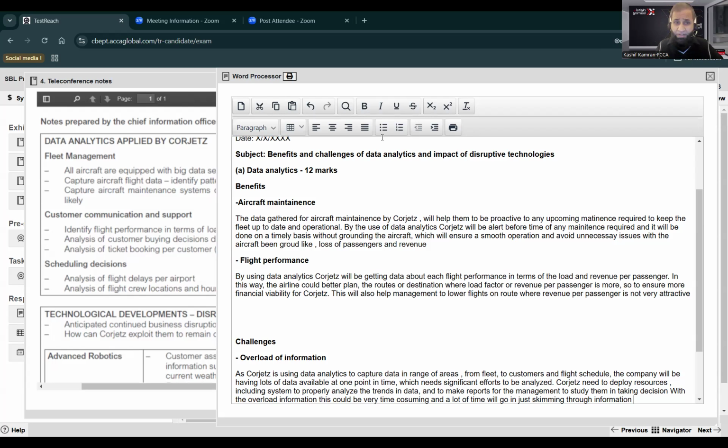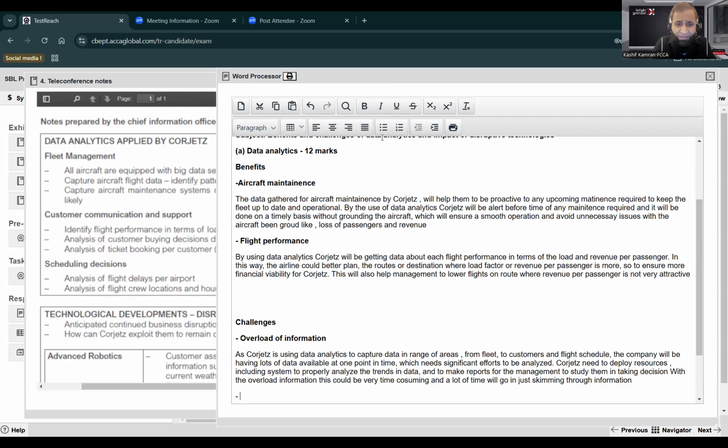Security would be another challenge because you're gathering a lot of data and then you will be concerned about the security of that data. Even if you have data about the customers, which could be misused and so on and so forth. So another challenge could be the security of the information, right? You can write about that.